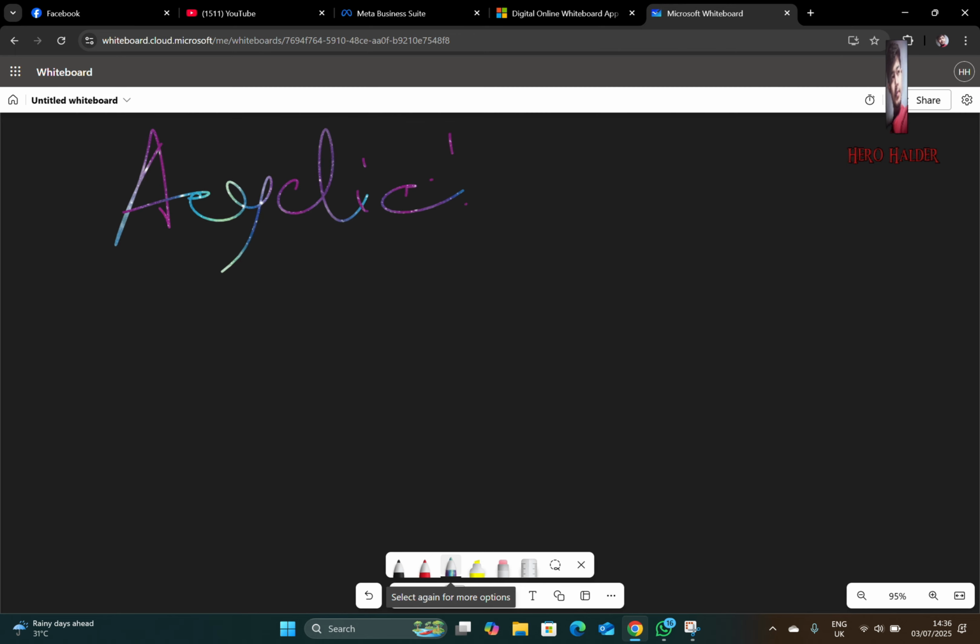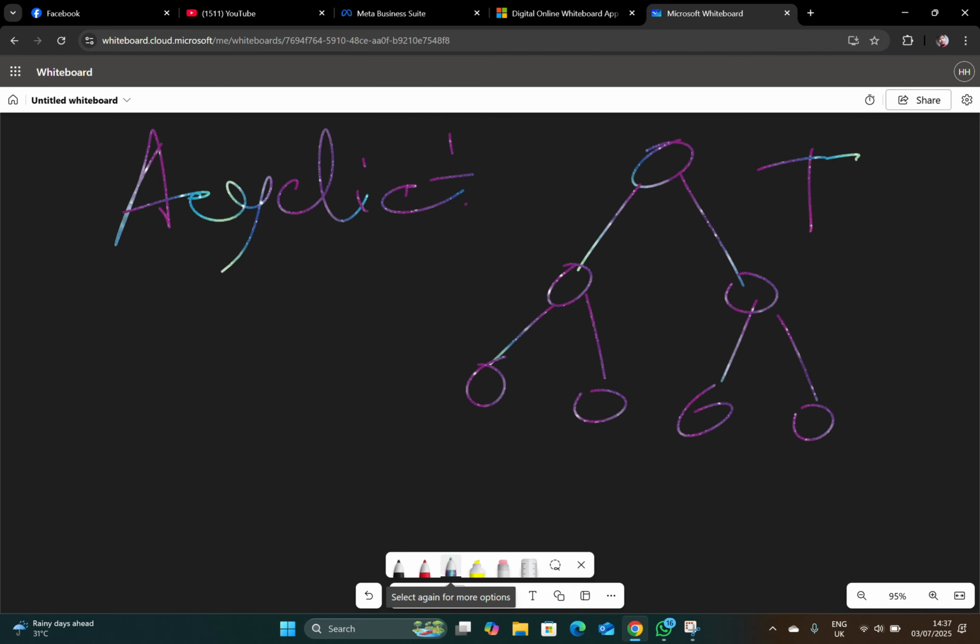Second is acyclic graph. Acyclic graph means it has no cycle. It is known as a tree. We have to learn this tree in data structure. It has no cycle. This is called or known as the tree data structure.